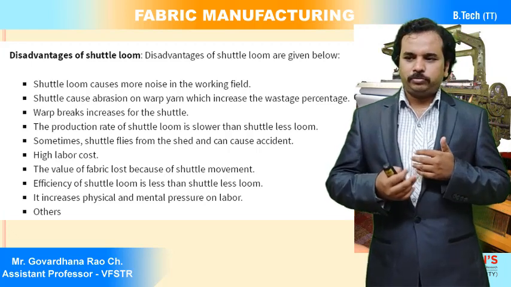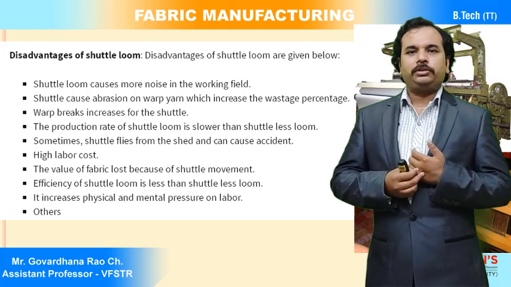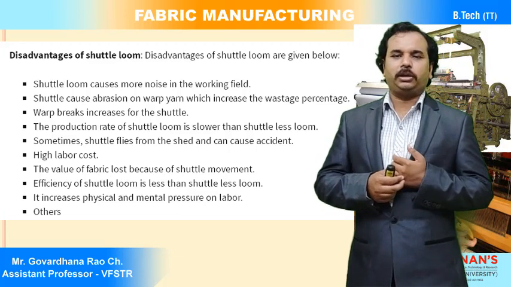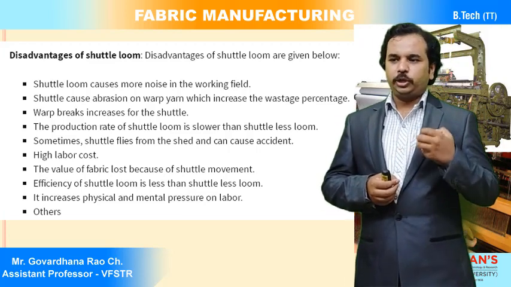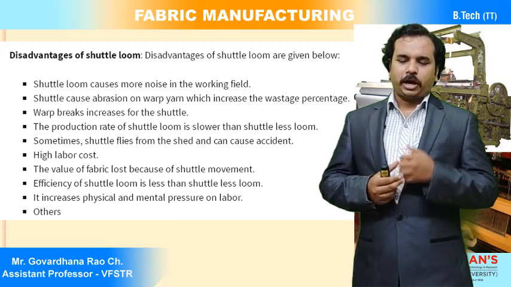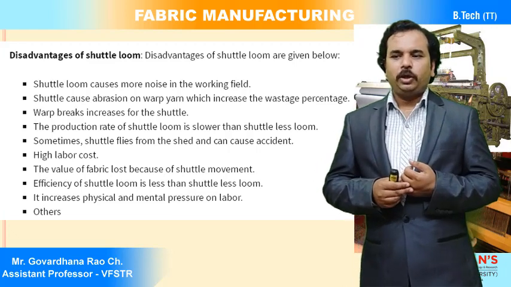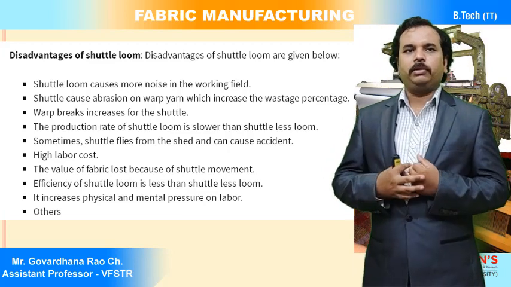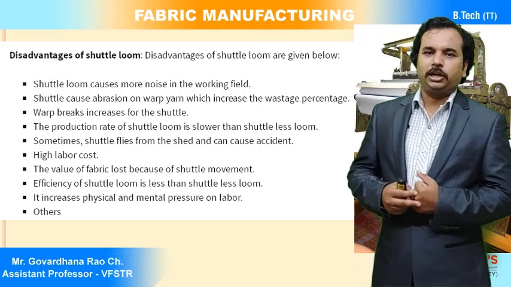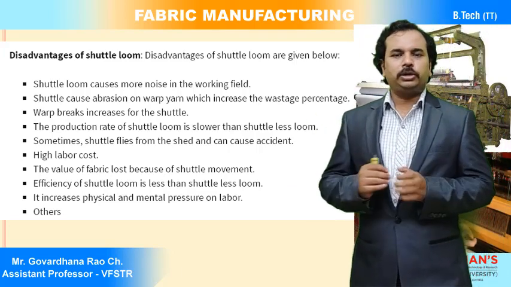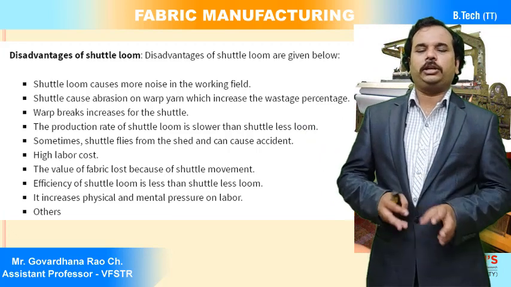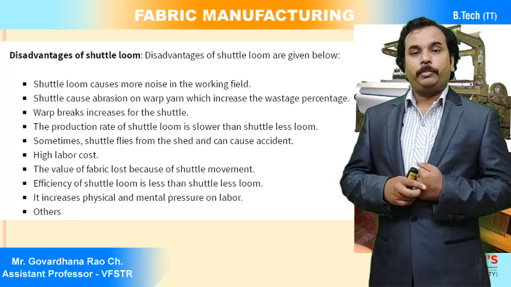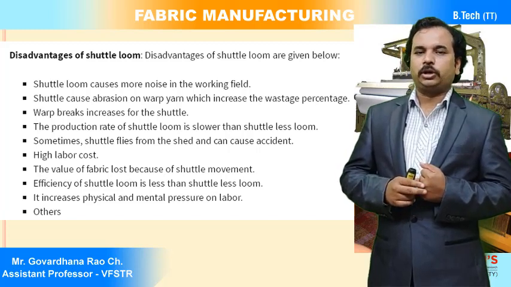Obviously there are more manual things, so automation is less, and every time we need to change the pirn, remove the shuttle, change to the new pirn, insert it again into the shed and start the loom manually. It takes a lot of time. As compared to that, shuttleless looms are continuous. If you start the loom without any breakages, it can run up to 2-4 hours, if no breakages occur in weft yarns or warp yarns.